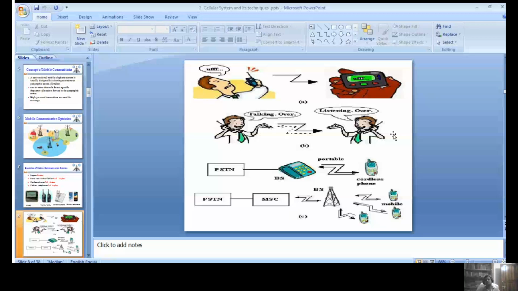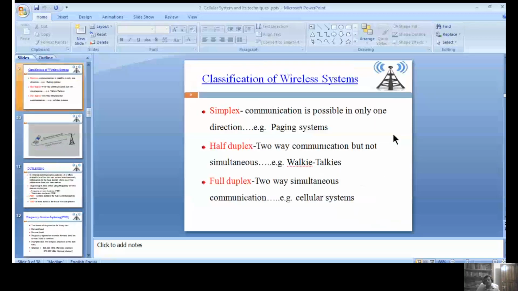Already in yesterday's class we discussed the classification of wireless systems. That is based upon the mode which we are using: simplex, half duplex, full duplex. Simplex is nothing but one-way communication. The best example for simplex is the paging system. The second one is half duplex, that is two-way communication. Next, the third one is full duplex, that is two-way communication, right? But simultaneous. These are the 3 modes of wireless.